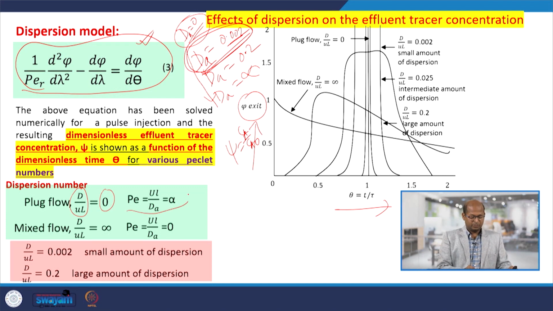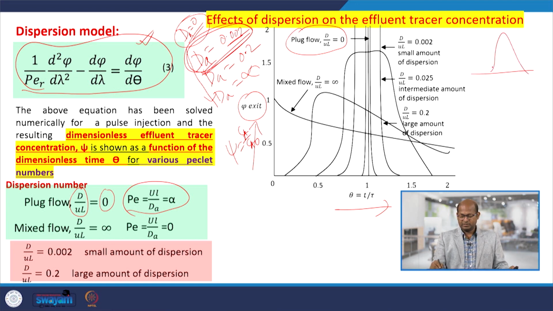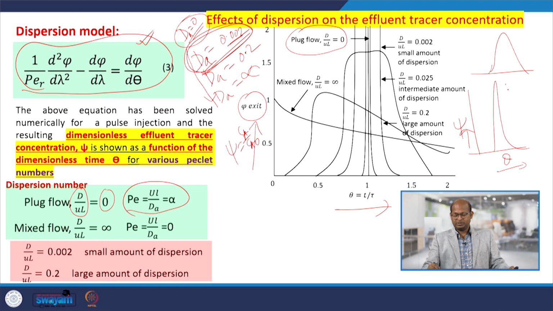Then the Peclet number would be infinite, the inverse of that. If it is 0, it indicates the reactor is behaving like a plug flow reactor. Then the dimensionless concentration against dimensionless time theta, that is t by tau, if we plot it, when D by UL equals 0, it would look like this.